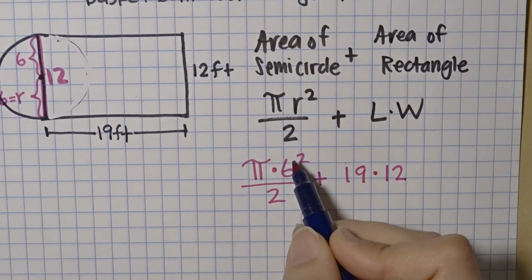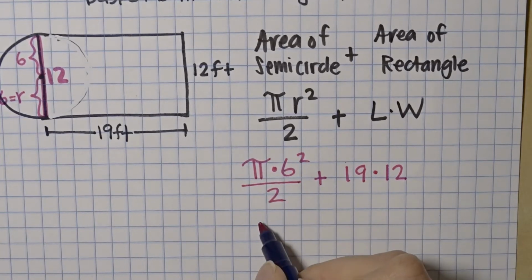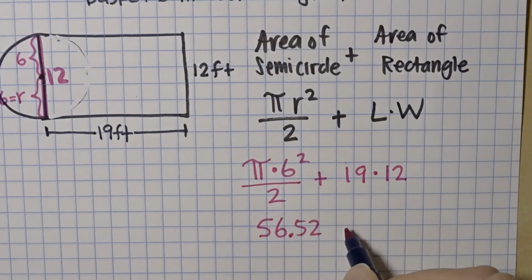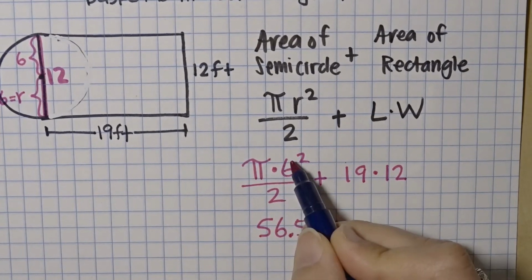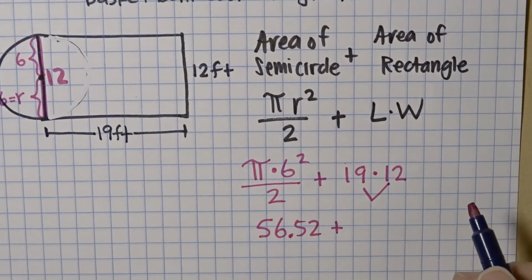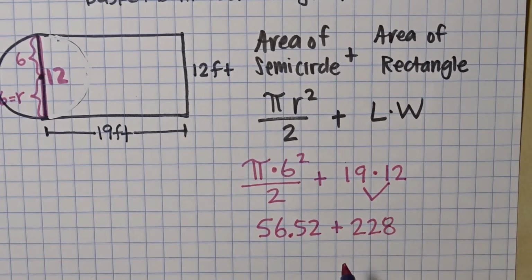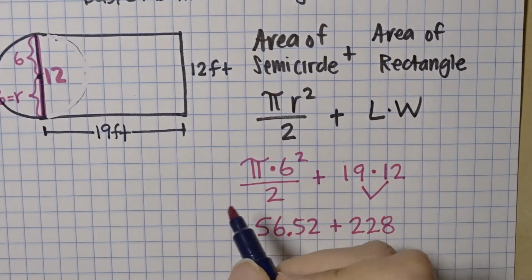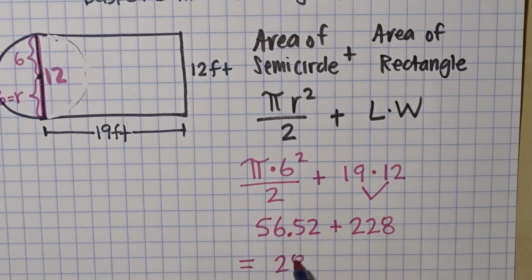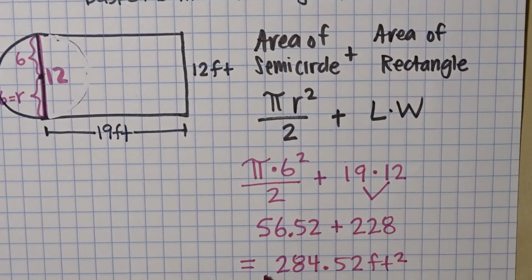Pi times 36 divided by 2. 36 by 2, that's 18. 18 pi gives you 56.52. I divided these first: 36 over 2 is 18, then multiplied it by pi. And 19 times 12 is 228. And the sum of those two equals 284.52 feet squared.